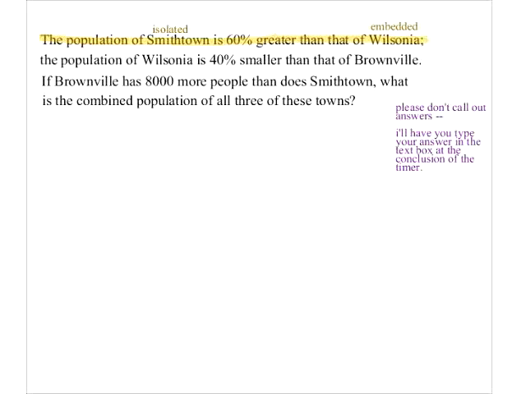But the problem is, if you go to the next line, then Wilsonia is isolated. Brownville is embedded. So even though Wilsonia is in both equations, it's not a good choice for a variable because it's the isolated expression in this one. This one's embedded. So Brownville is the best choice for a variable. Give me a smiley face if you guys understand what I'm talking about here. It's just an extension of what we saw in the last slide, and it looks like all of you understood the last slide really well. So this is the best choice for a variable.